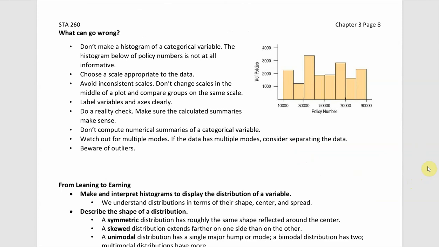The summary part at the end. Let's see. So just to try to hit some of the big points. So histograms are for quantitative variables, not categorical ones. Bar graphs, which look awfully similar, are for categorical variables.